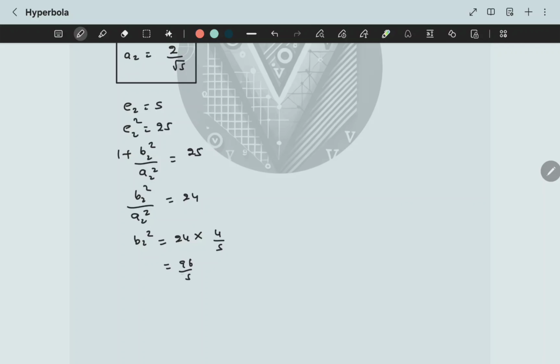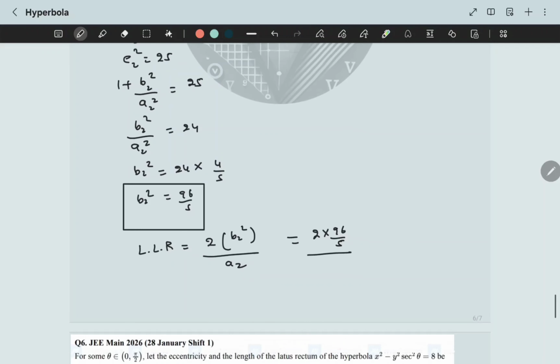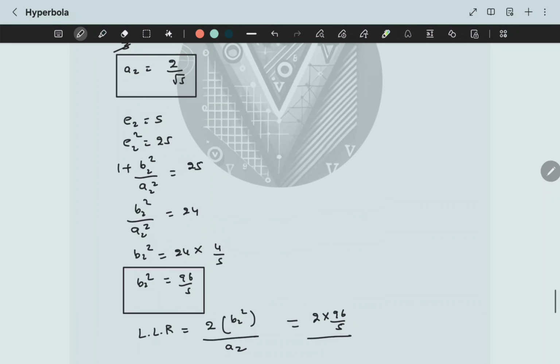It should be 96 divided by 5. So b2 square is 96 divided by 5. So the length of the latus rectum of the hyperbola will be 2 into b2 square by a2, so it should be 2 into 96 by 5, by a2, which is 2 by root 5.